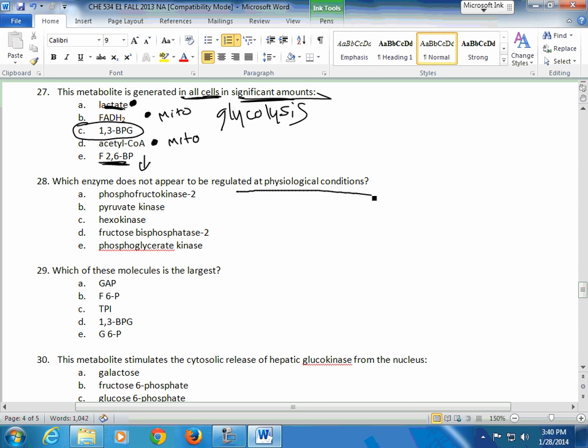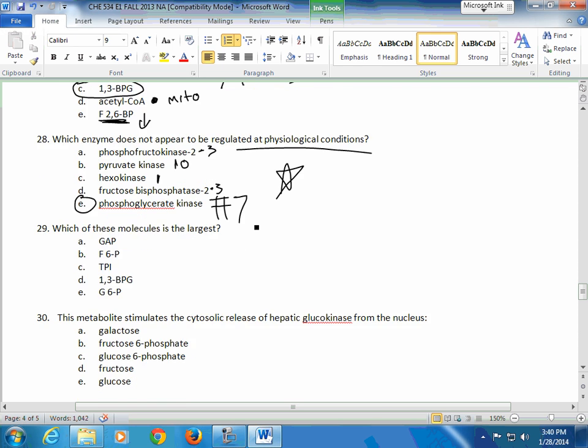Which enzyme is not regulated under physiological conditions? It's going to be this for step number 7. Step number 1 is regulated. Number 10 is regulated, and A and D both correspond to step number 3, which is highly regulated. Make sure you understand step number 3. We're going to see that again here in a second.